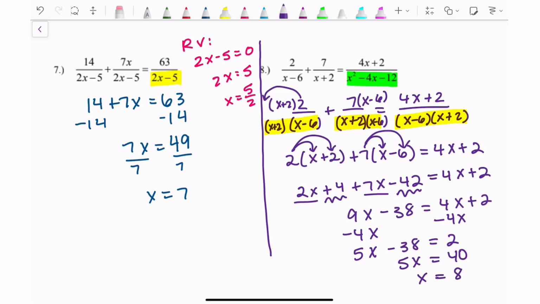Now, I want to make sure that's not a restricted value, and a restricted value, again, is what would make the denominators be 0. And so the two restricted values are that x is not allowed to be -2 and x is not allowed to be +6, because those two values would make your factors in the denominator be 0, and you'd be dividing by 0, which is not allowed. But you could check this problem by plugging back in.